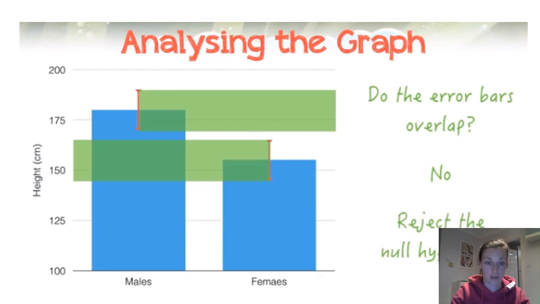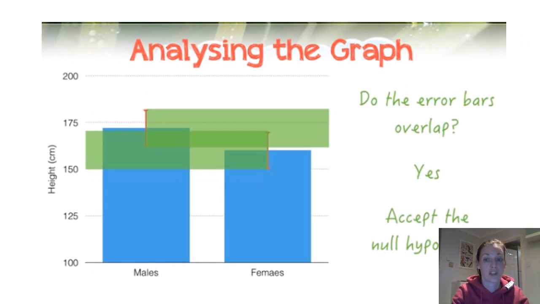This is just an example of another type of graph. But if they do overlap, you have to accept that null hypothesis. So if we think what our null hypothesis was, that there was no significant difference and it was down to chance, then basically my results show there is no significant difference between the width of my grass and your grass.